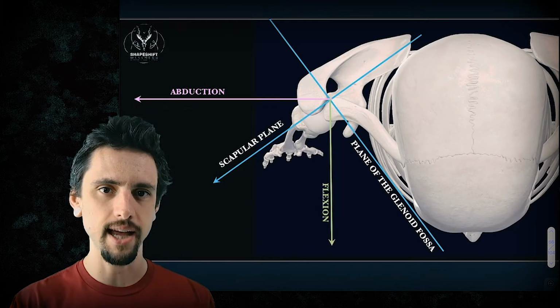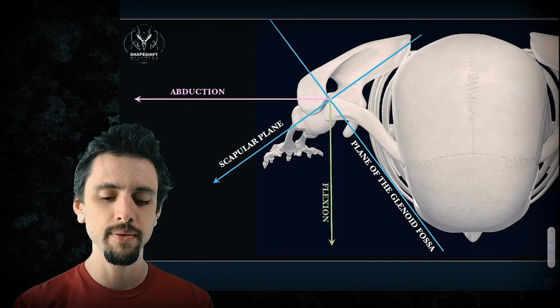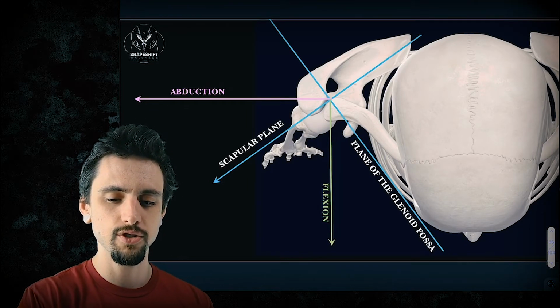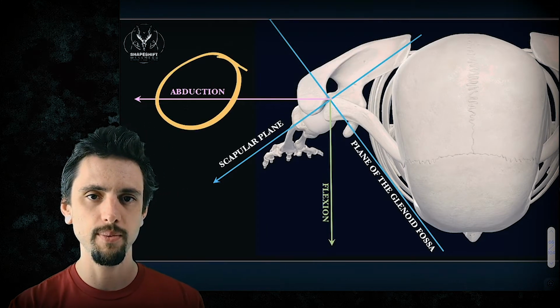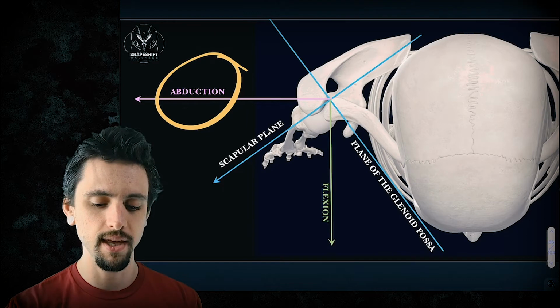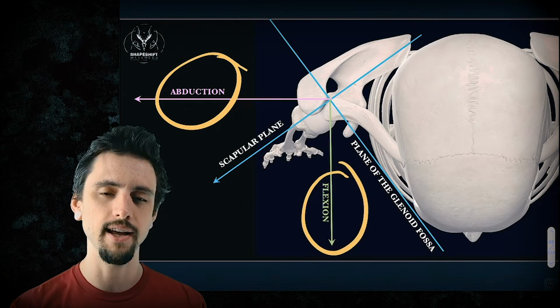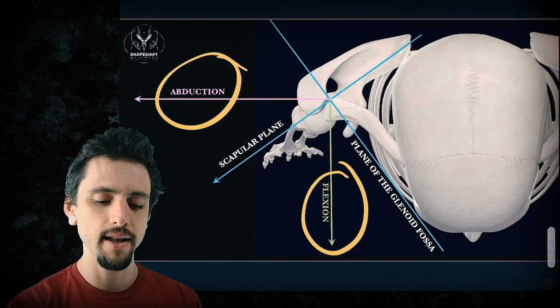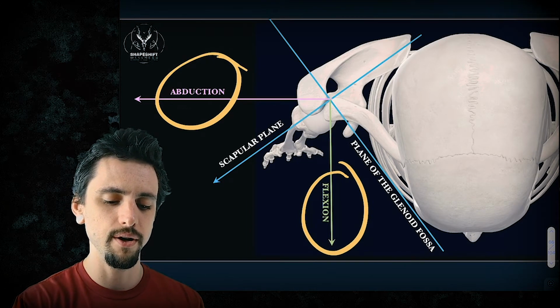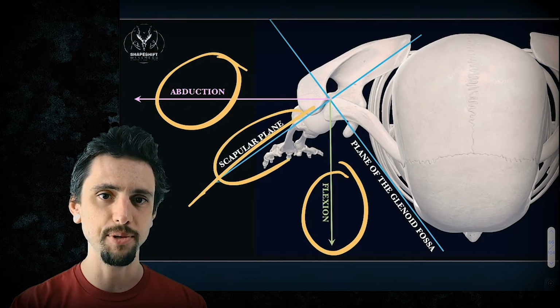Now we're just adding layers. I'm trying to add complexity here. If you reached straight out to the side, then you would be performing abduction. If you reached forward and up, you would be performing flexion. And if you reach in between those, then it is scaption.